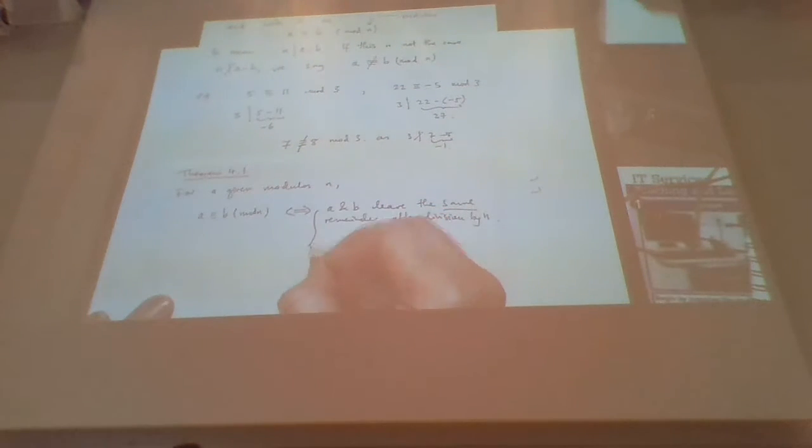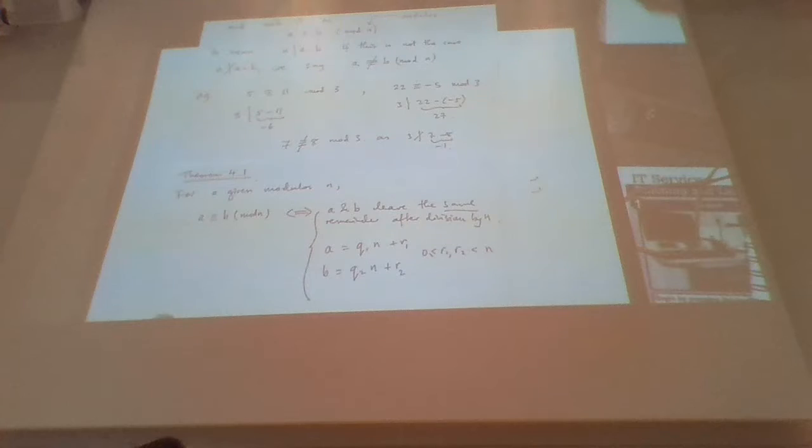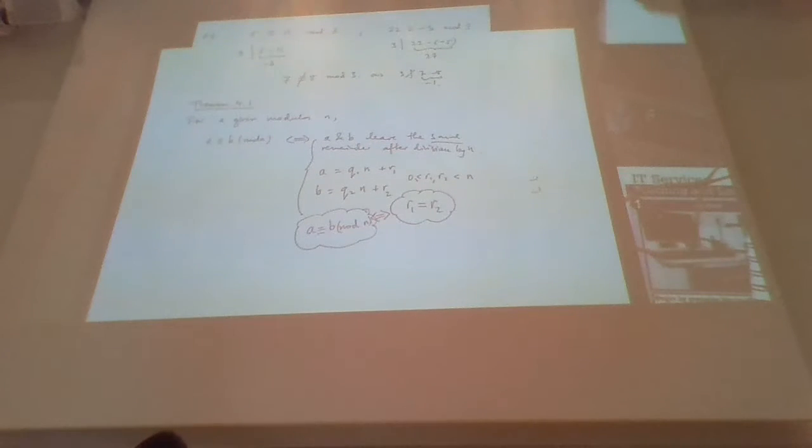We're talking here about where we can write A as, say, Q1 times n plus R1, and B as Q2 times n plus R2, where both R1 and R2 are bigger than or equal to 0, but strictly less than n. So we're talking about the proper remainder, the smallest non-negative remainder. What we're saying here is basically that they're congruent modulo n if and only if R1 is equal to R2. So A and B are congruent modulo n if and only if they leave the same remainder.